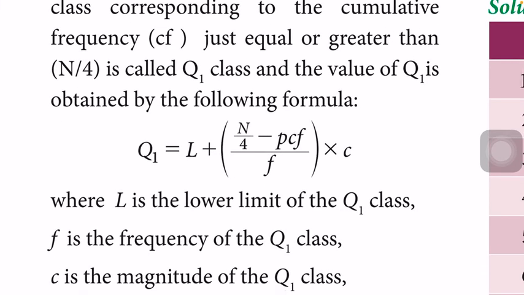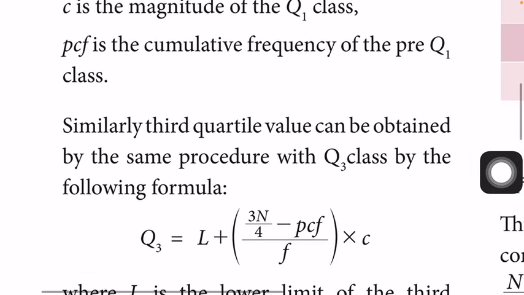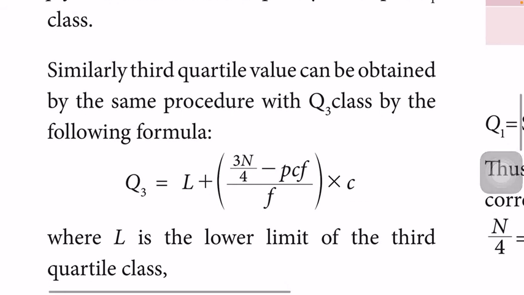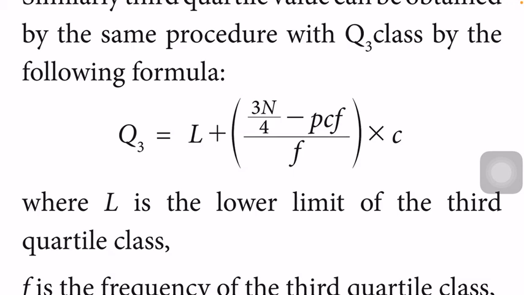We have to use this formula to find the quartile Q1. If it is Q3, we can take 3N by 4. Instead of N by 4, we have to write 3N by 4. Okay. Look, Q3 is equal to L plus (3N by 4 minus PCF) divided by F into C.